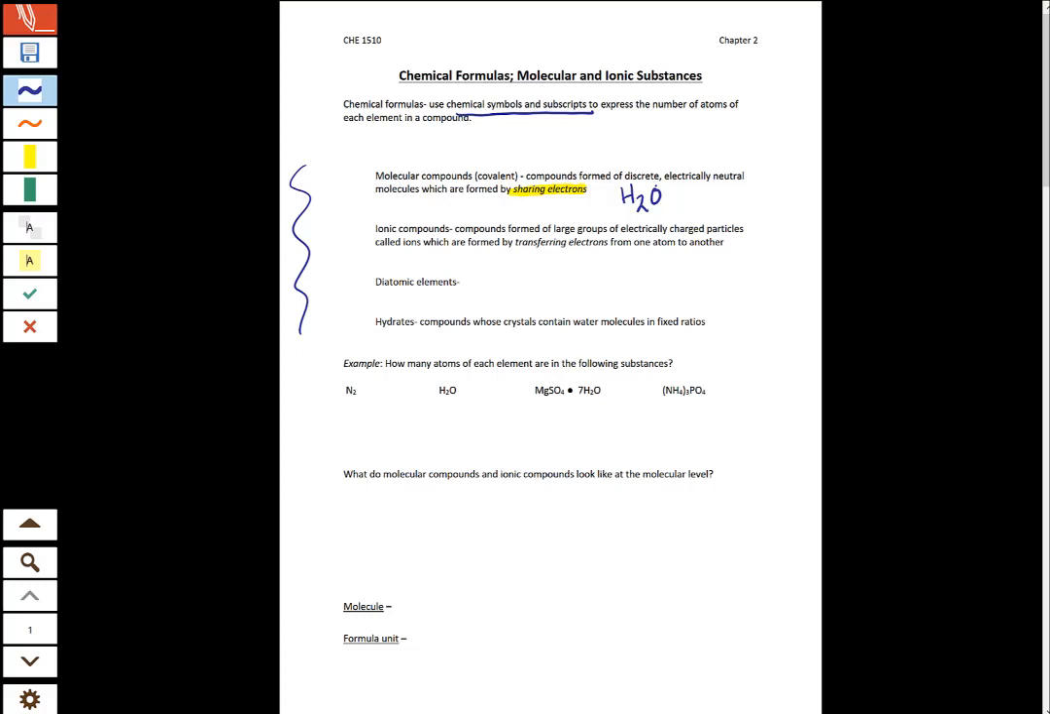So the other thing that you need to know is about ionic compounds. Ionic compounds are formed when electrons are transferred between elements to form something called ions. Ions are just charged particles. So they are atoms that have an unequal distribution of protons versus electrons. And then there's two other ones that might be new to you. The diatomic elements are elements that exist in pairs.